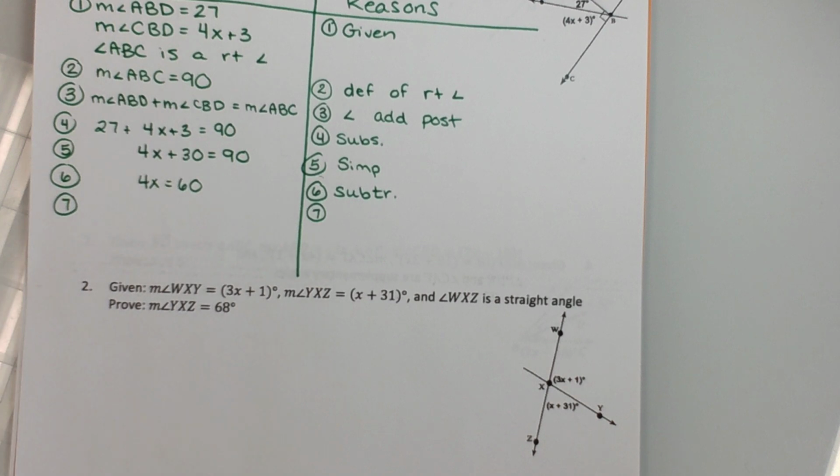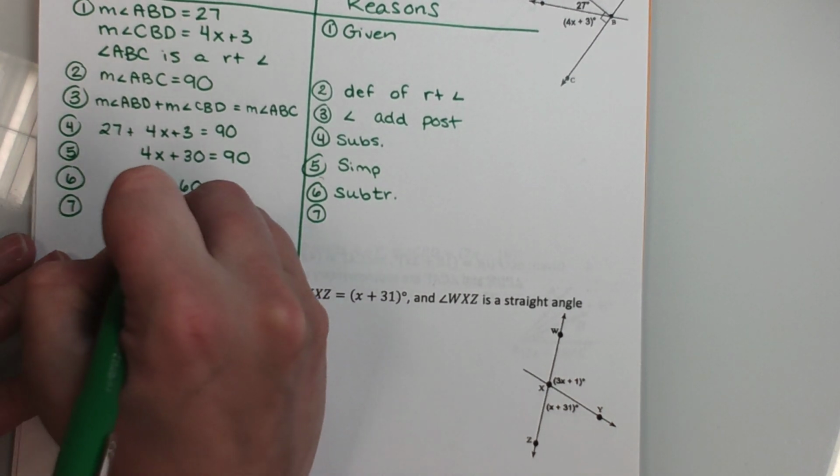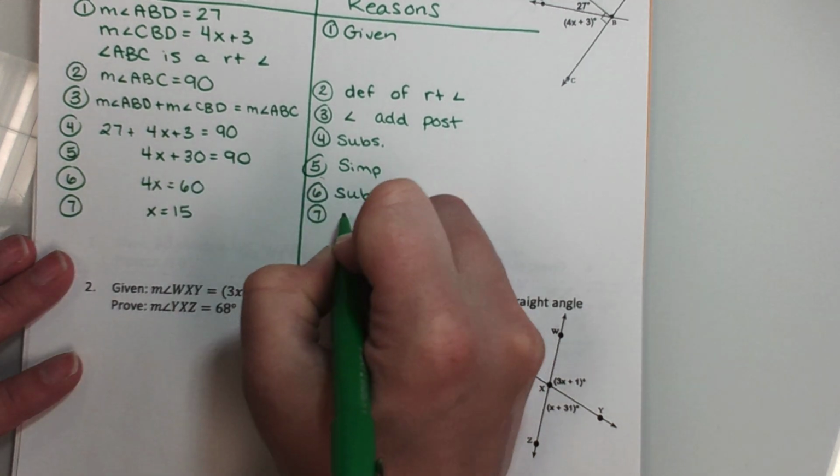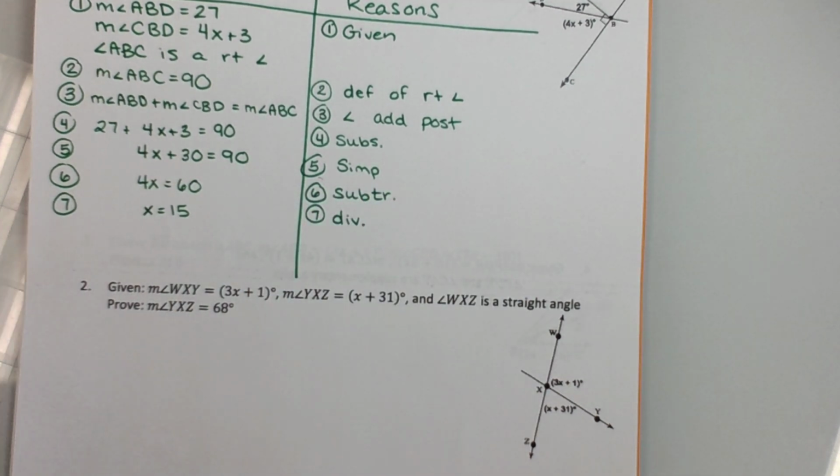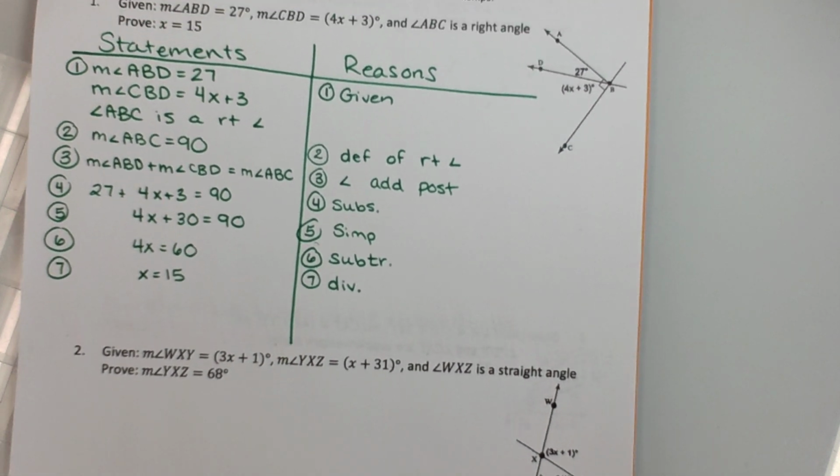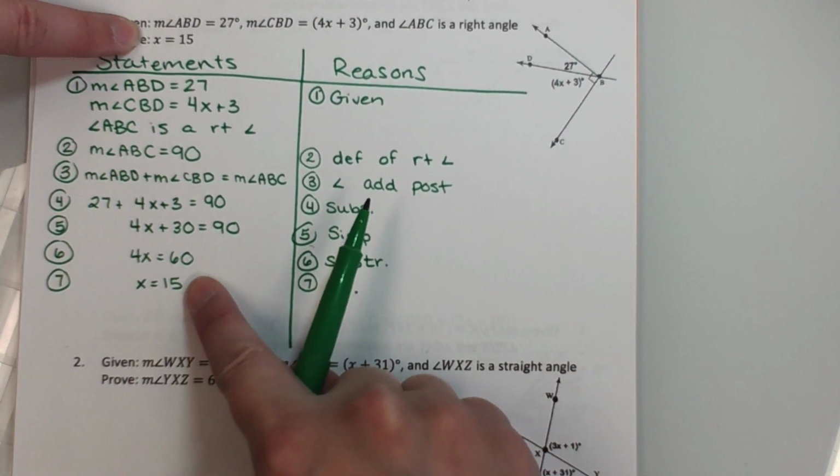Next thing you tell me to do? Divide by 4 and we get 15. X equals 15. That was dividing. Am I done? Yep. How do I know it? Because the proof says that. Because it's what I'm trying to prove. It matches the proof perfectly.